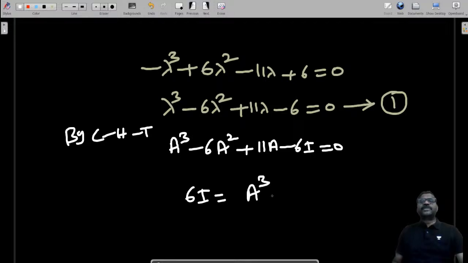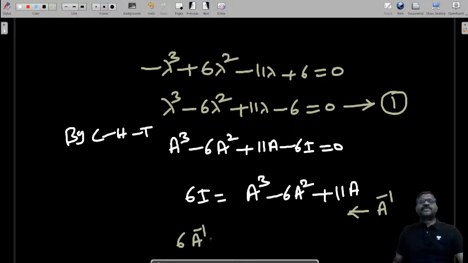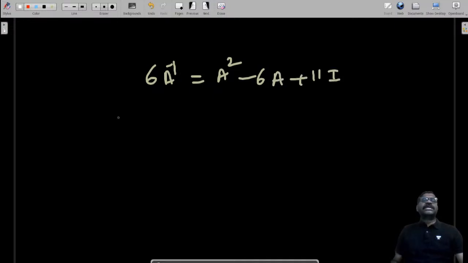6I equal to A cube minus 6A square plus 11A. We have to calculate 6A inverse. Multiply this equation with A inverse. 6A inverse equal to A square minus 6A plus 11I. So the conclusion is 6A inverse equal to A square minus 6A plus 11I.